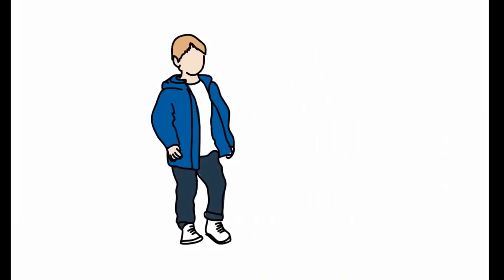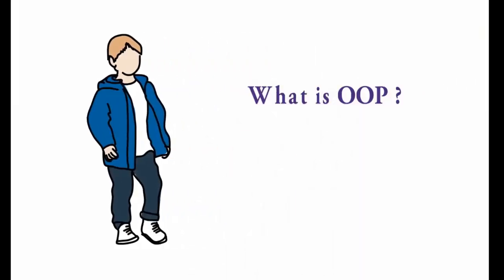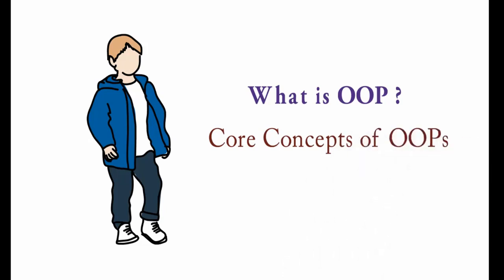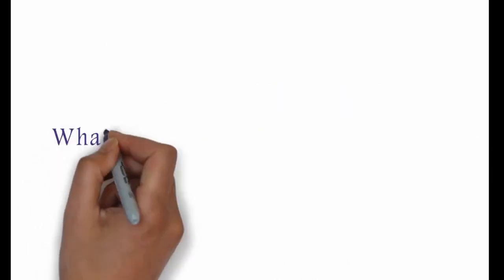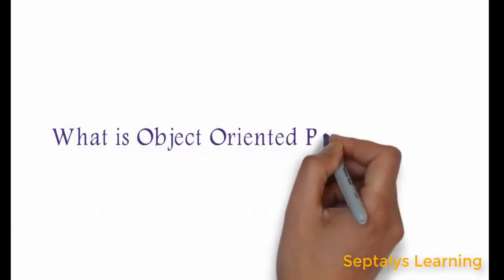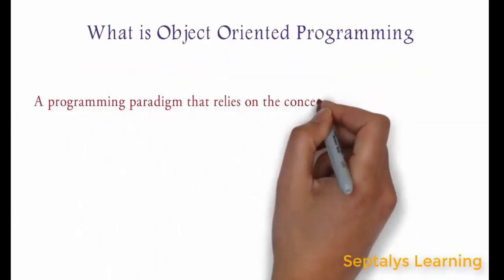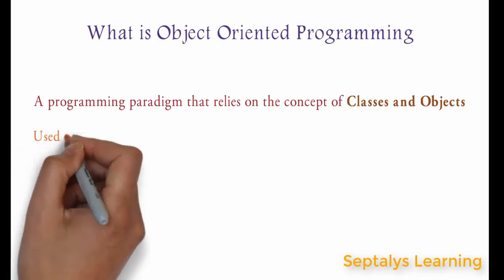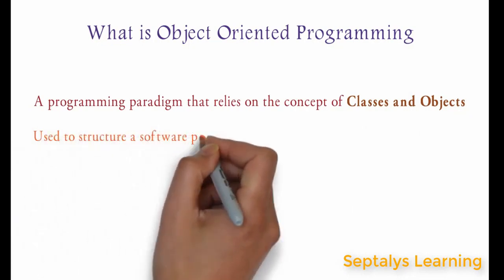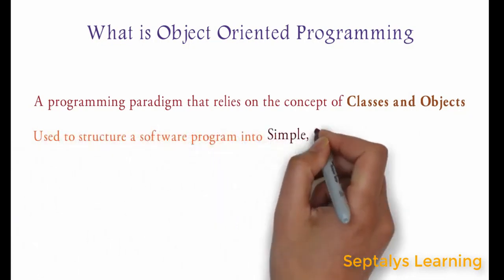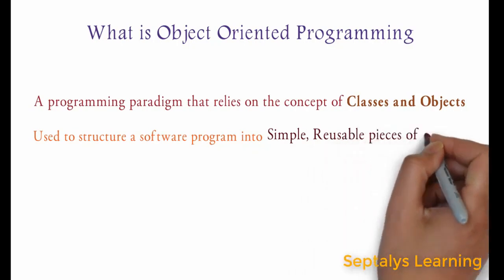Hello friends, in this video we will see what is OOPS, core concept of OOPS and advantages. What is object-oriented programming? It is a programming paradigm that relies on the concept of classes and objects. It is used to structure a software program into simple, reusable pieces of code blueprint.